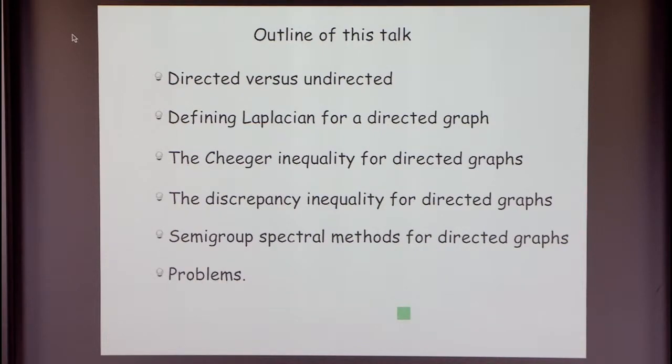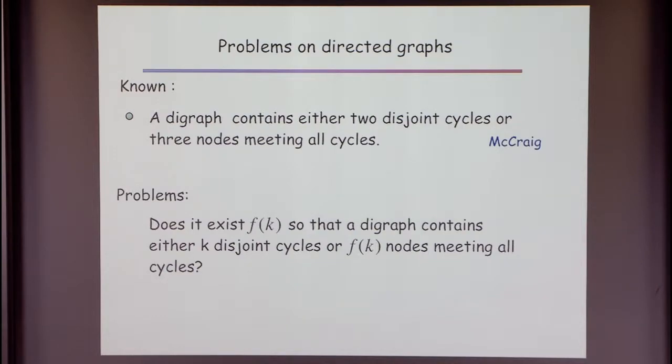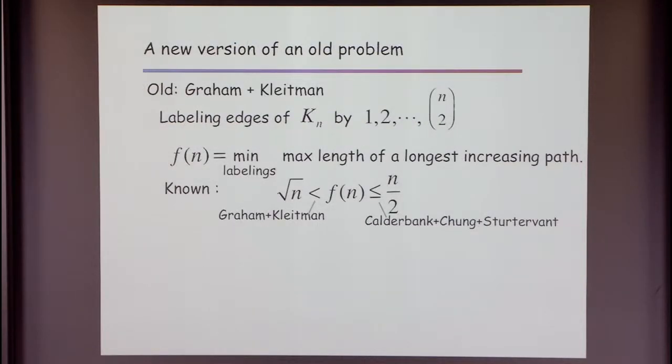I'm not going to have time to talk about the semi-group spectral methods too much. I just want to end by mentioning some of my favorite problems on directed graphs. There is one. In fact, there are many problems, very simply stated for digraphs, that we don't know versus in graphs. So here is another one. Tons of curious combinatorial problems.